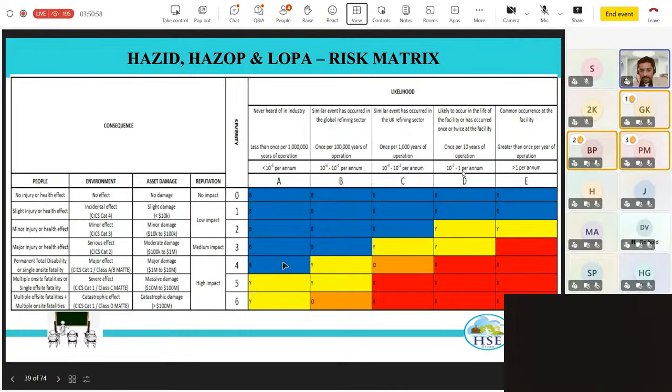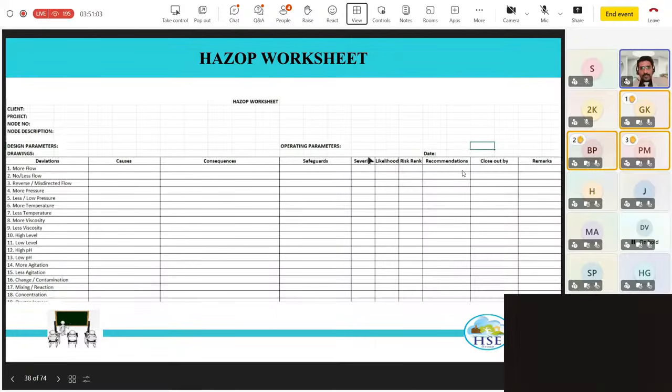So let's go back to the worksheet. Yeah, so this is where you have your severity 1 to 6, as mentioned there, likelihood A to E, and then you have your risk rank based on wherever it falls. So this risk ranking is what is of benefit even for the LOPA. So all of these things go into a LOPA study. Many of them you will realize in the next slides.